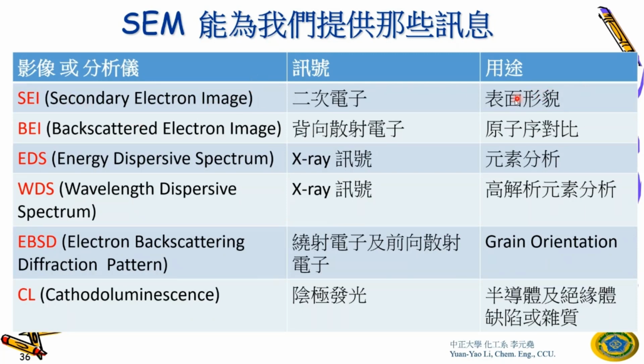You get the morphology. From the backscattered electrons, you get the elements you observe. From EDS, the X-ray information, you again get elements. WDS is also similar. From electron backscatter diffraction patterns, you can see the grain orientation. And this is called cathodoluminescence. You can get information about impurities or defects.